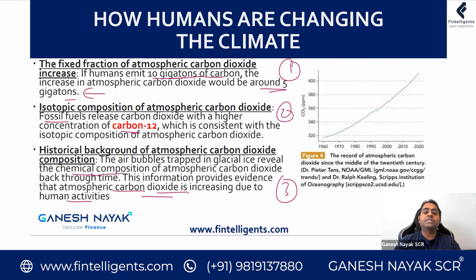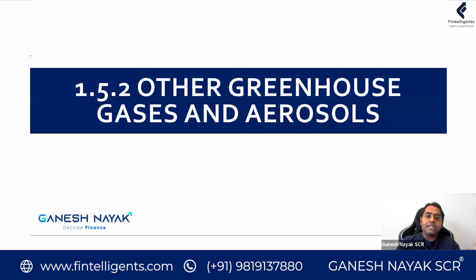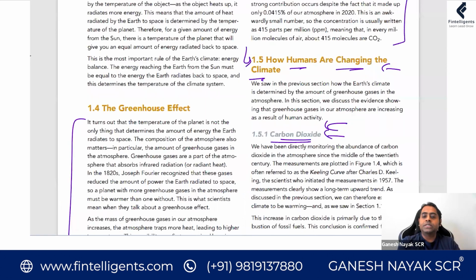And these three evidences: first, almost 50% is still there in the atmosphere. Second, carbon-12 as an isotope, which is only coming because of fossil fuel consumption. And third is the chemical composition of the ice which is there on the planet. We have checked and analyzed it, and we found that most of the carbon dioxide that we see in those ice is because of human activity. So these three reasons. I'll just take a quick pause and walk you towards the section.